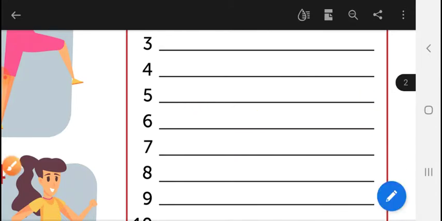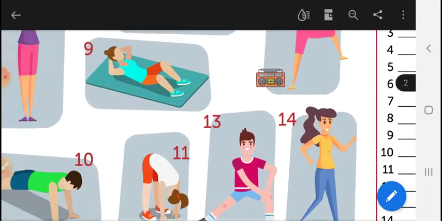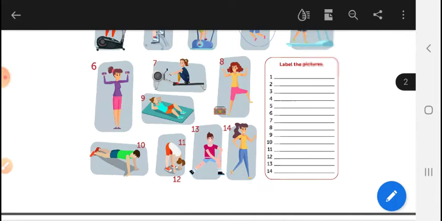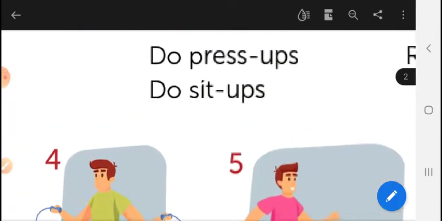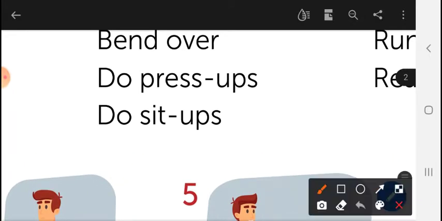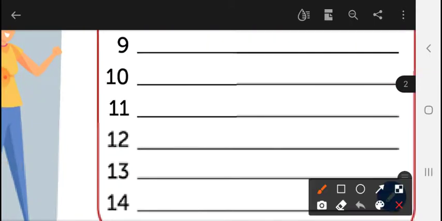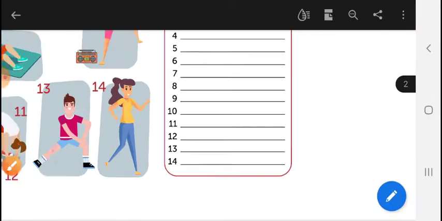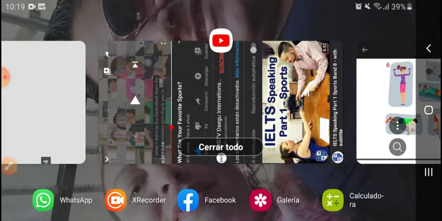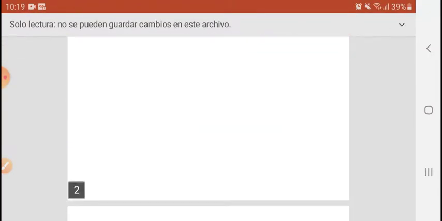Now, the same in the others. For example, this is number 10. Number 10 is push-ups. Let's look for push-ups. Aquí está. Press-ups or push-ups. Do press-ups. Vamos otra vez. Number 10. Escribimos do press-ups, or push-ups. Si no te las puedes, don't worry, I'm going to help you right now so that you can write that correctly, para que lo puedas escribir bien.